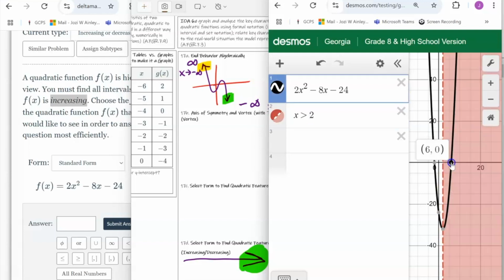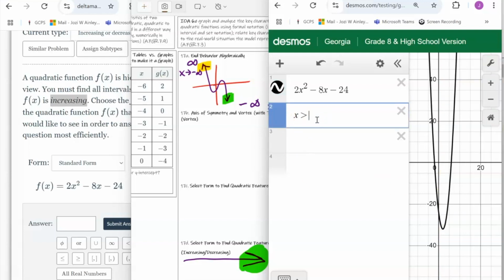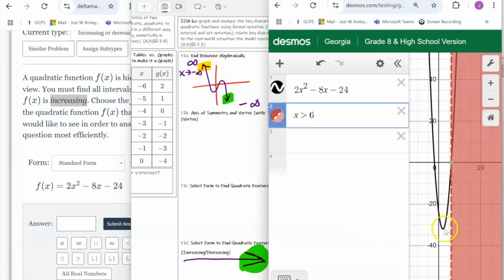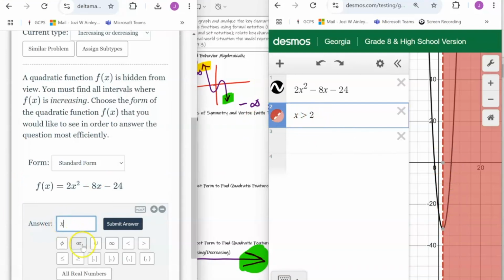Because let's say I said it was 6. Is it not increasing here? Yes, it is, so I know that I've made a mistake. Whatever it is, you're going to put your answer here so you can double check it. So it is increasing to the right of 2 when x is greater than 2, and that's what you're going to type right here: when x is greater than 2.